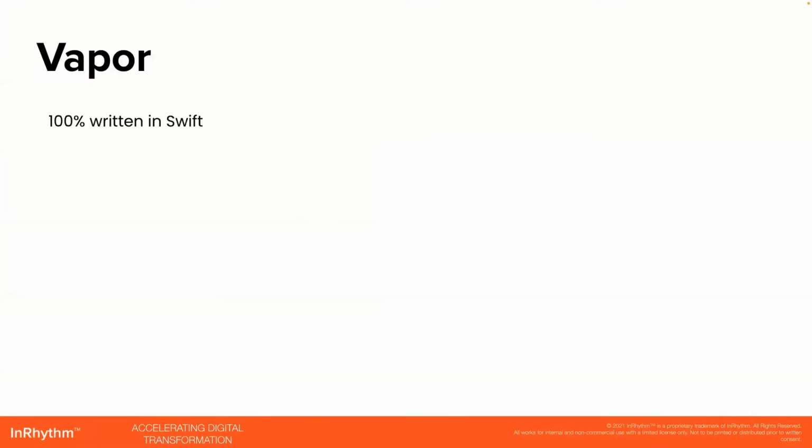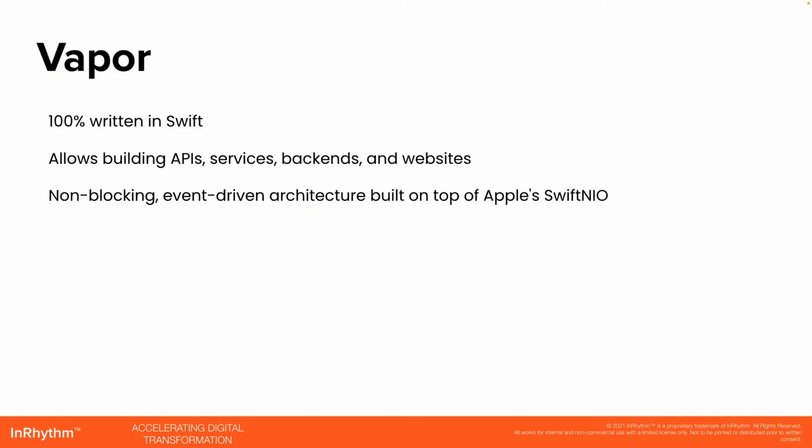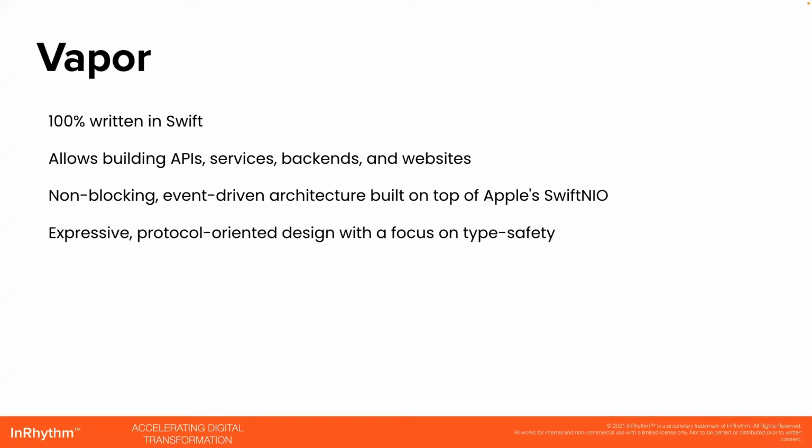Vapor is 100% written in Swift. It allows building APIs, services, backends, and websites. It's a non-blocking, event-driven architecture built on top of Swift NIO. And one of the greatest parts of Vapor is it's protocol-oriented, so very modular, very scalable. And of course, because Vapor uses Swift, it's a type-safe framework. It's also open source, introduced in 2016, so relatively new, and it was created by a third party.